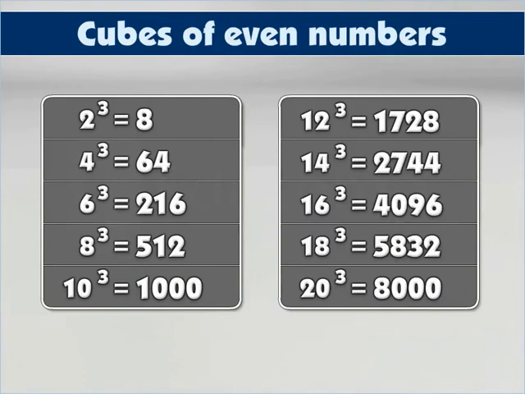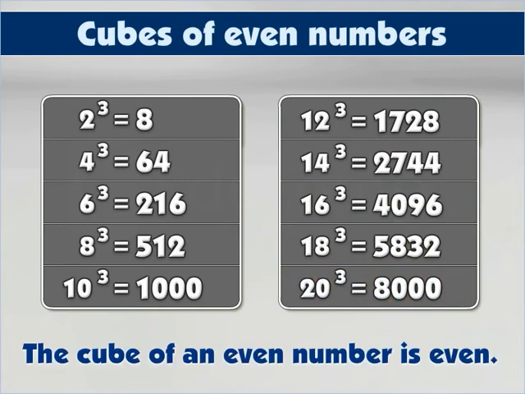Now, look at cubes of some even numbers. Cube of 2 is 8. Cube of 4 is 64. Cube of 6 is 216. And it goes on. We can observe that the cube of an even number is even.